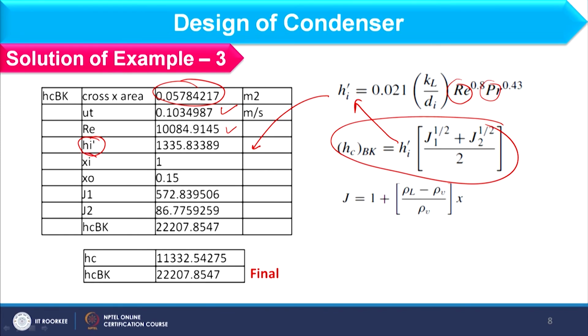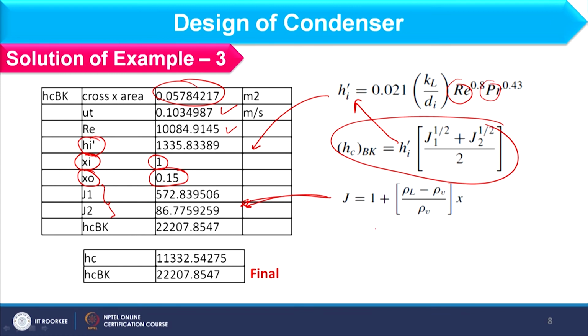Here Xi or X1 is given as 1 because I am having saturated vapor at the entry of the condenser. At the exit we have condensate where only 85% condensation is done and vapor availability is around 15%. So, XO should be 0.15. Accordingly, we can find out the J1 and J2 values considering these equations.